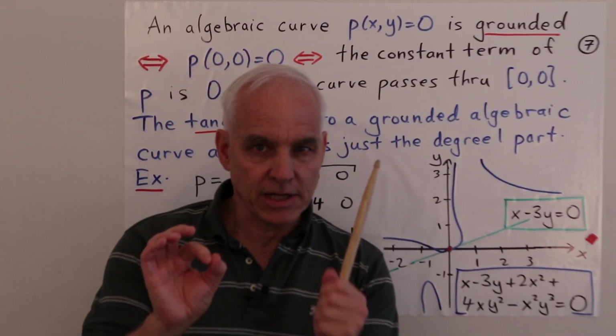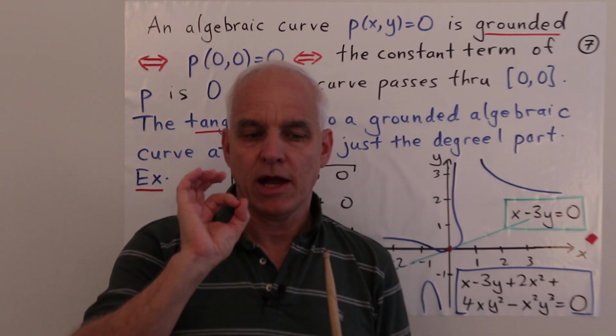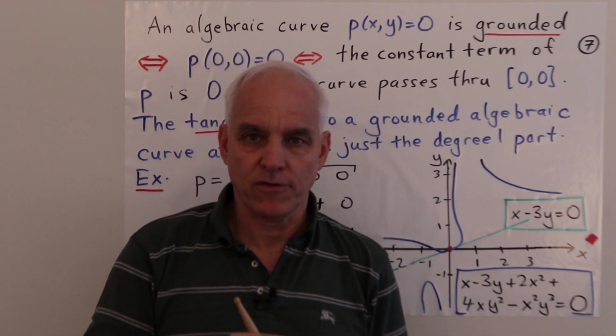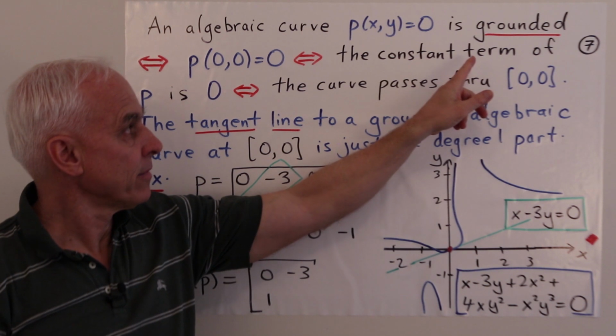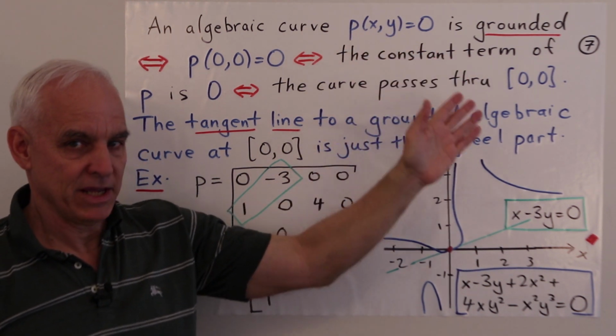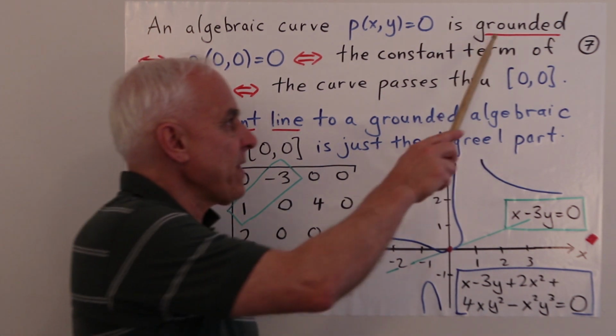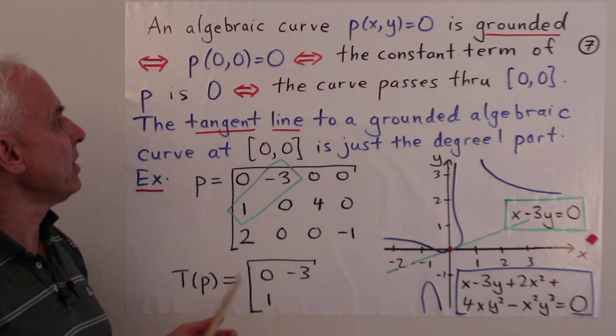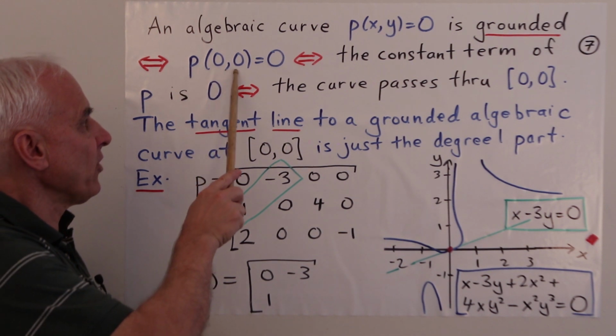So let's introduce a special definition, a special kind of algebraic curve. We're going to call them grounded. So if we have an algebraic curve, p of x, y equals 0, where p is some bipolynumber, we'll say that the algebraic curve is grounded precisely when p of (0, 0) equals 0.